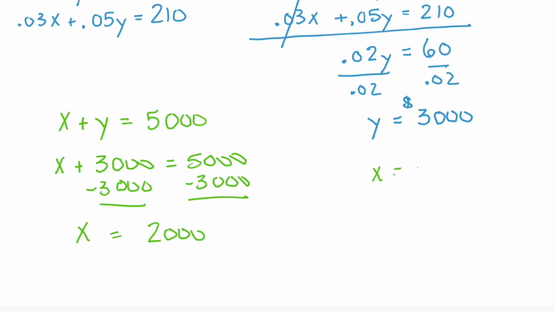So x equals $2,000. And we want to make sure that we're specifying. So $2,000 for X meant $2,000 at the interest rate of 3%. And our Y variable was an interest rate of 5%. So we have to invest $3,000 at 5% and $2,000 at 3% in order to get a total interest of $210.